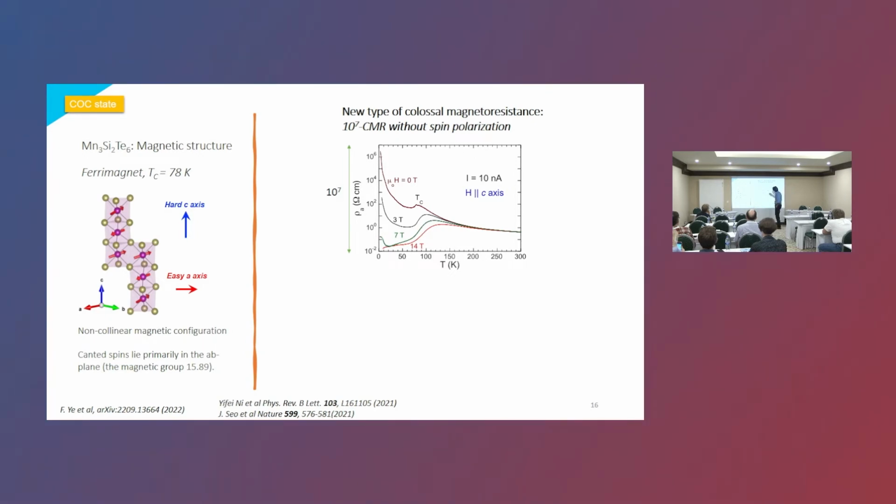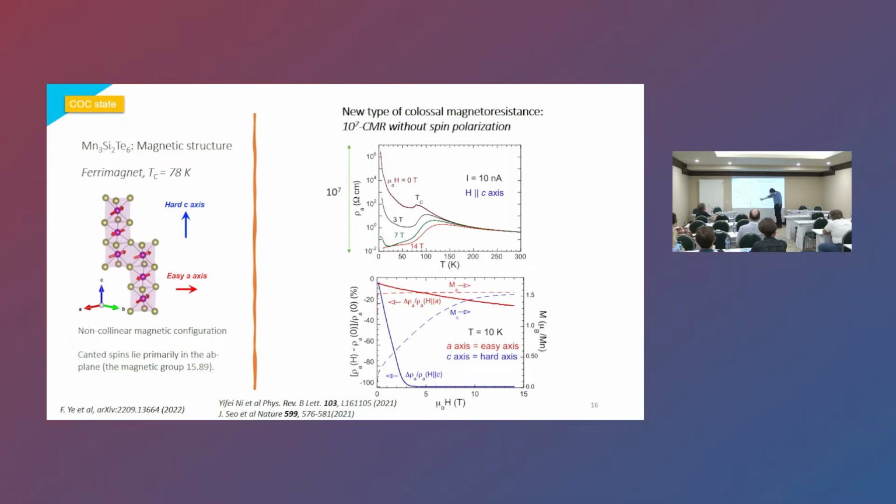This is the work that we did before this work. This paper was first published in Physical Review B Letters, indicating that resistivity drops by seven orders of magnitude only when we apply magnetic field along the C axis, which is this hard axis. You can see this change, this kink, indicating a second order transition.